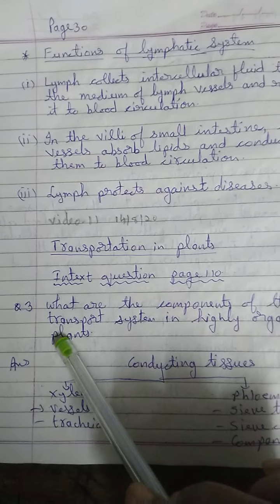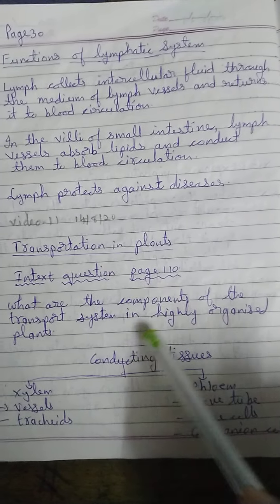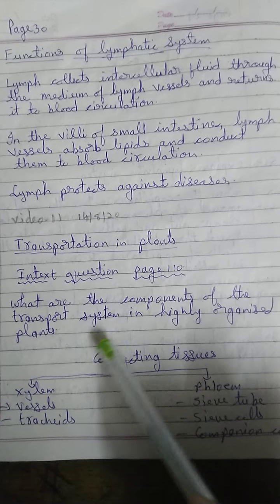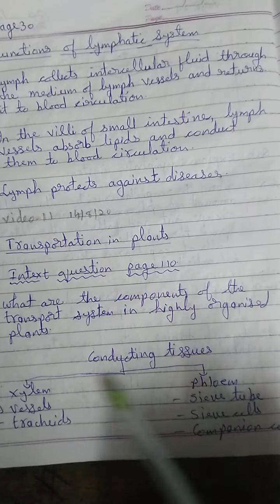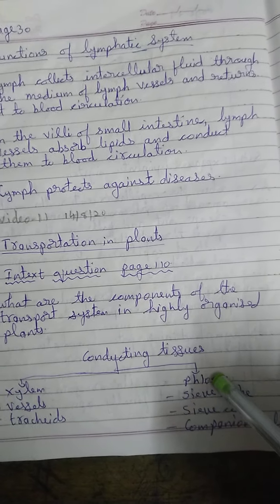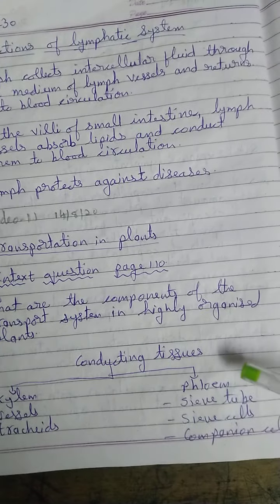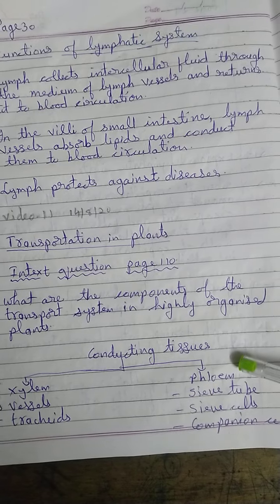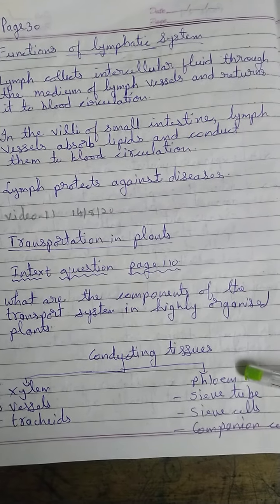First, that is question 3. What are the components of the transport system in highly organized plants? In highly organized plants, the conducting tissues, xylem and phloem, do the transportation. Xylem carries the water and minerals, and phloem carries the food which is prepared by the leaves, and it is distributed to the different other organs.